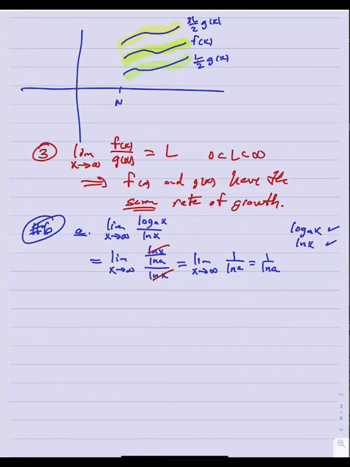Okay, and of course for an exponential growth function, ln of a will be positive, so this is a positive finite limit. The conclusion then is that log base a of x and ln of x have the same rate of growth.